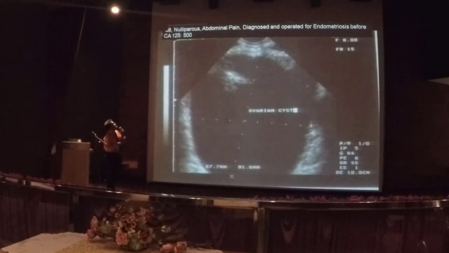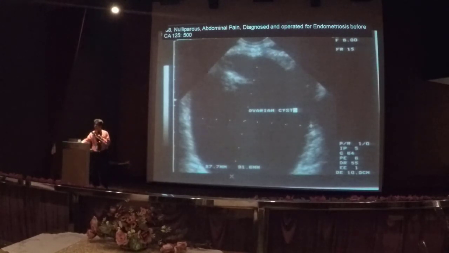So this lady basically is a 38-year-old nulliparous. I think a long time ago I saw her. Came in with abdominal pain, but she had a preceding history of endometriosis some years before and was operated because of that. Now you can see the uterus is not visible, but you can see a cystic lesion in the pelvis, with a solid area within it. CA125 is 500.